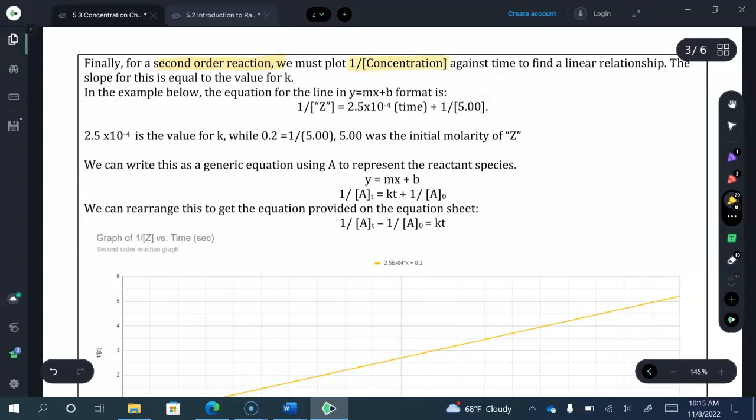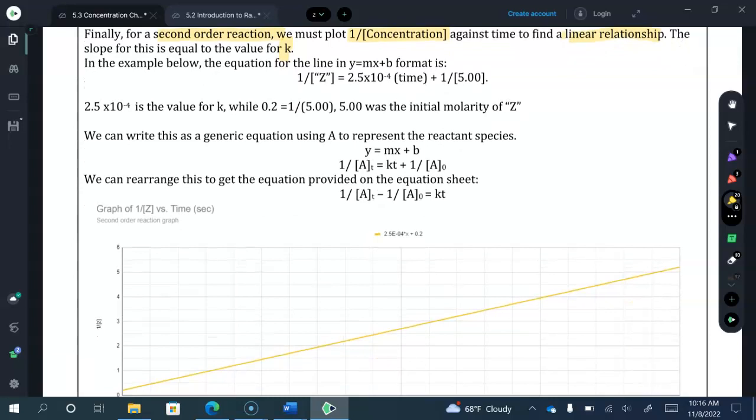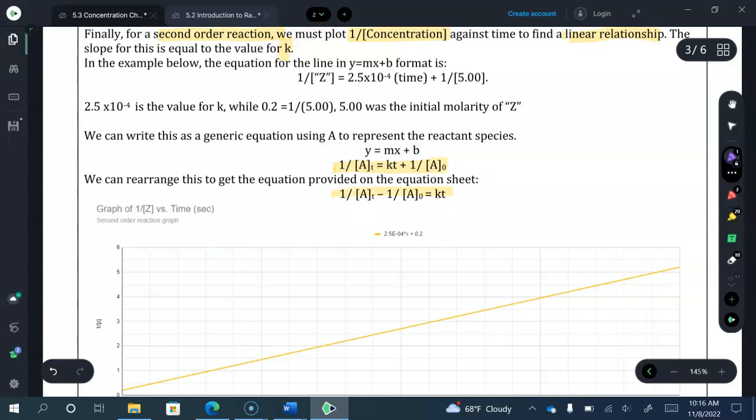Moving forward, for second order reactions, we can plot the inverse of the concentration against time to find a linear relationship. This slope is equal to the value of k, because k is positive, and we see here that the slope of the line is positive. So in the graph form we have this, and on the equation sheet it is written as such, again, where 1 over A sub t is your y, and you take the inverse and plot that on your y-axis. So this is your y, and then t is your x.